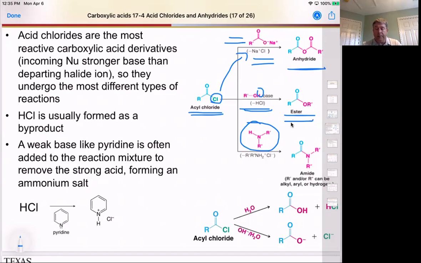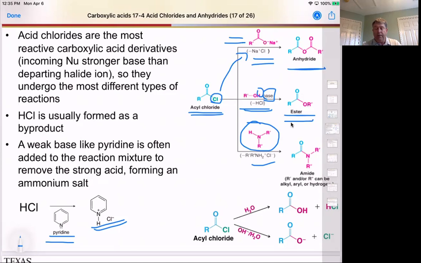So typically, most of these reactions involve some kind of base right here, and we use pyridine as a base because pyridine is non-nucleophilic. The pyridine itself is not going to attack the acid chloride. It forms a nice stable compound, and then it produces this soluble acid HCl salt, which is then easily removed from the reaction mixture. Okay.